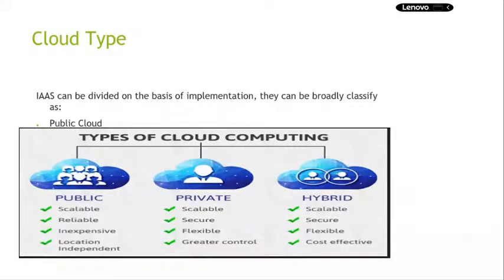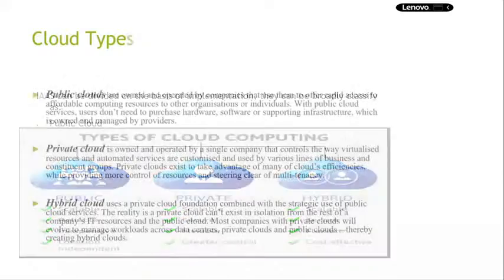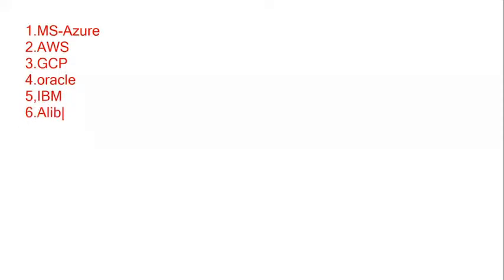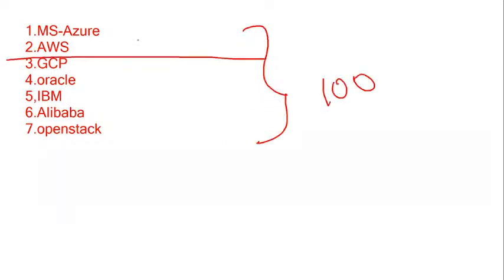Next, to provide cloud computing, there are many vendors. What are they? Any idea? One is Microsoft Azure. Second, AWS. Third, GCP, Google Cloud. Fourth, Oracle Cloud. Fifth, IBM Cloud, I can say IBM Bluemix. Sixth, Alibaba. Also we have OpenStack. We have n number of cloud vendors to provide cloud computing technology. Out of them, if you consider the cloud market as 100%, these two, Microsoft Azure and AWS, occupy 80%, and all the remaining share 20%.